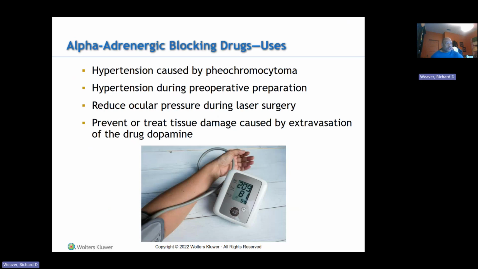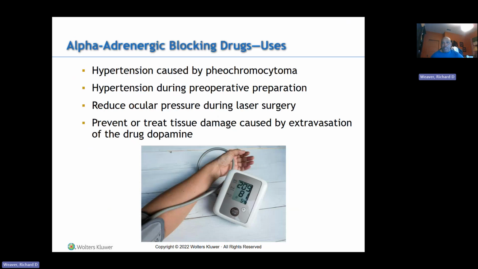Also, it is used to prevent or treat tissue damage caused by extravasation of the drug dopamine. So when you think about the drug dopamine, dopamine causes the blood vessels to constrict, right? Now, as long as that drug is in the vein, then you're fine, because it will just cause the veins to constrict and thereby increase the blood pressure. This is why we give dopamine.